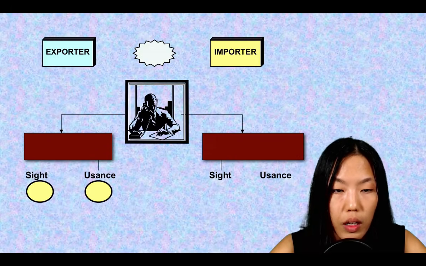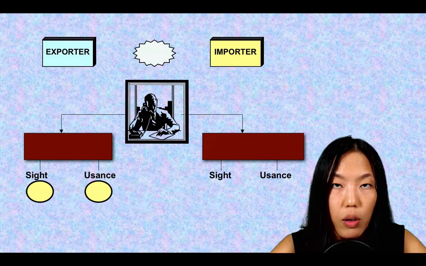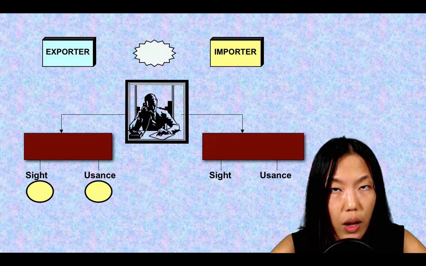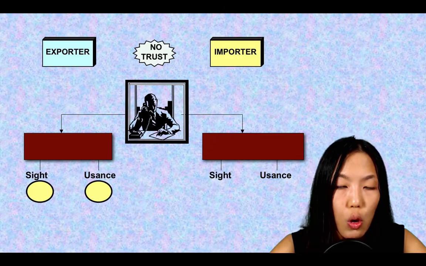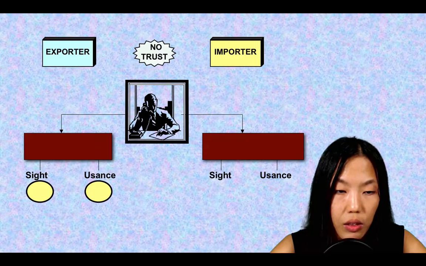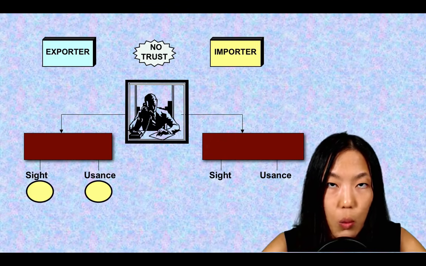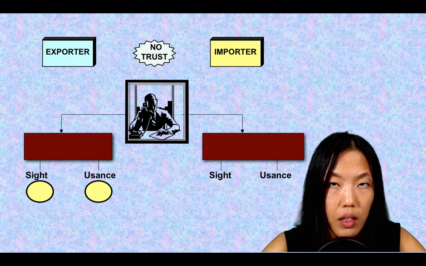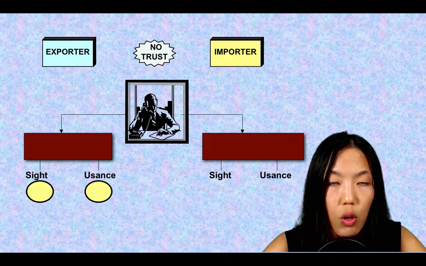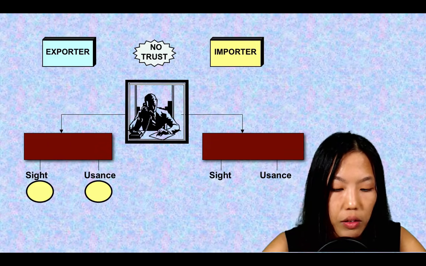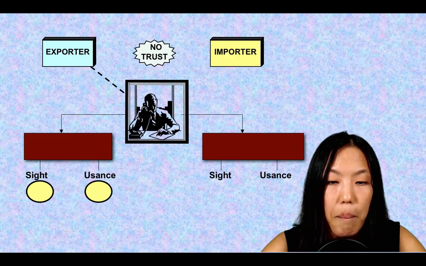We have a problem here. The exporter does not know the importer very well, and the importer does not know the exporter very well. So there is no trust between both parties, because the exporter will certainly want advance payment and the importer will certainly want open account. If both parties cannot compromise, they will need the bank to resolve this issue.